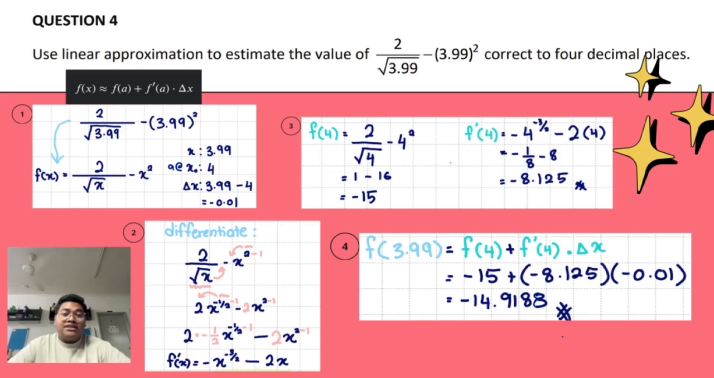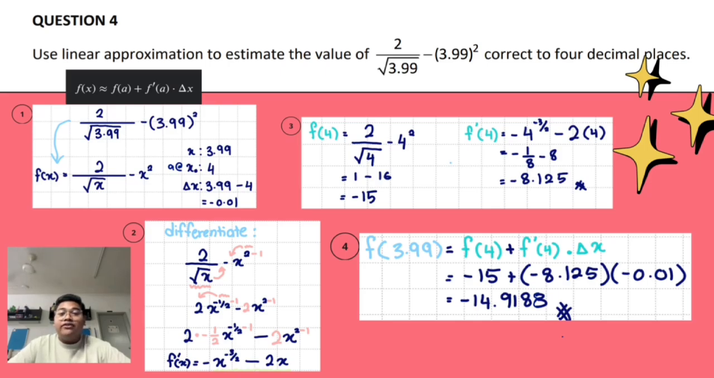So linear approximation relies on the slope of the function. To find the slope, we need to find the first derivative f prime of x. First, we will write f(x) using exponents to make it easier to differentiate. Now we apply the power rule to differentiate. So our derivative function is f prime of x equals negative x to the power of negative 3 over 2, minus 2x.